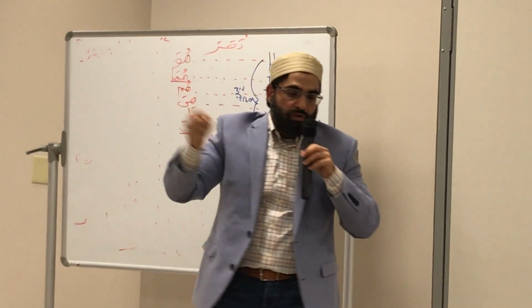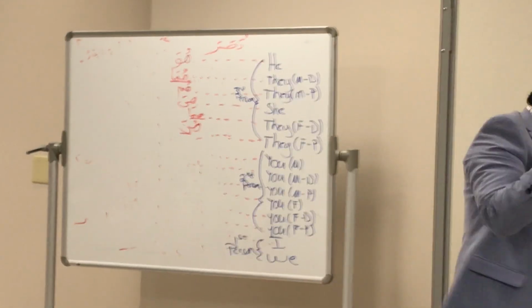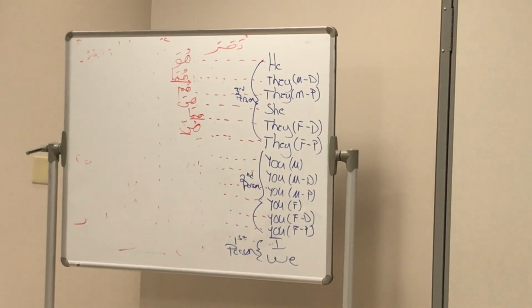هو هما هم هي هما هن أنت أنتما أنتم أنتِ أنتما أنتن أنا نحن. Then when you get here, do it from your own memory. Don't look at the answers. When you get to this chart, do it from your own memory. Don't look at the answers, okay? All right.